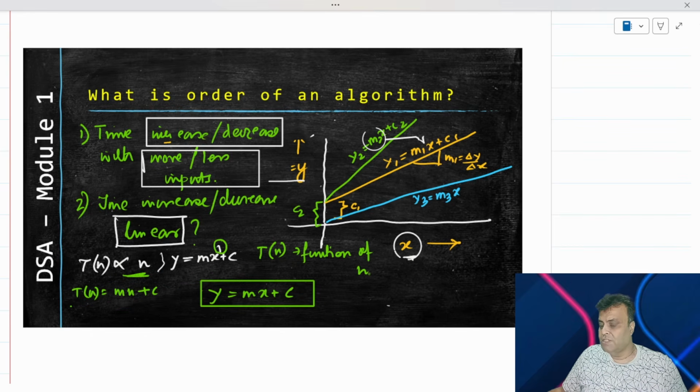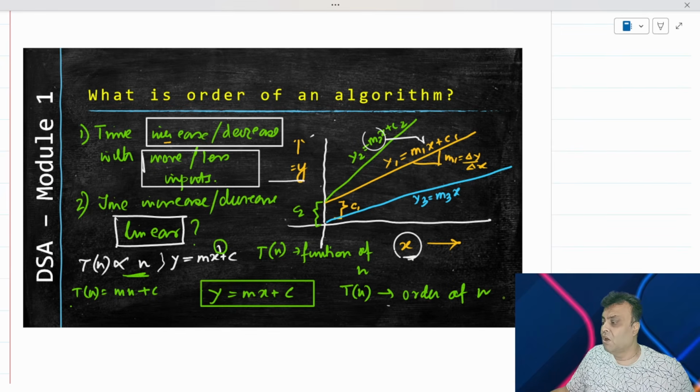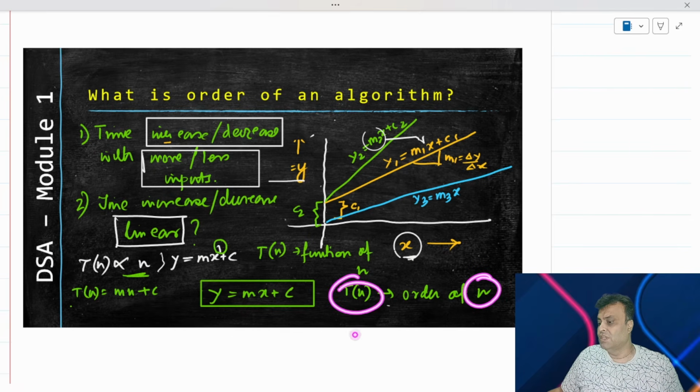Now, if I say Tn is a function of n, and I said n and not n square or n cube, because the degree of n here is 1, right? Now, can I rephrase this and say Tn is basically an order of n? The time taken, because it is a function of n, is an order of n. The more you give n, the more Tn will increase. So it is an order of n, right?